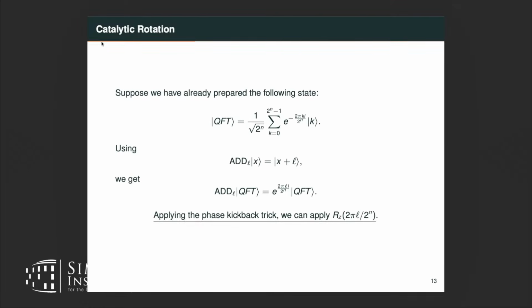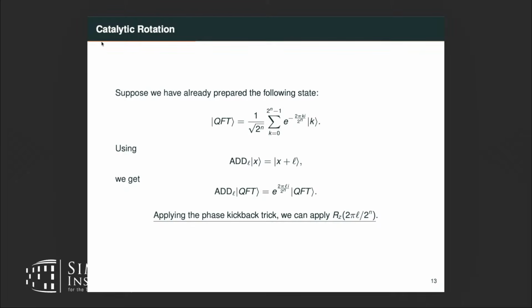So it's instructive to understand how this actually works for this simple problem. The idea is almost textbook 101 quantum computation. Consider this state, which is obviously related to the quantum Fourier transform, and imagine doing an addition by some fixed integer L. The point is that this is an eigenstate of this addition operation. So if you apply this unitary addition by L, you're going to get its eigenphase up here.